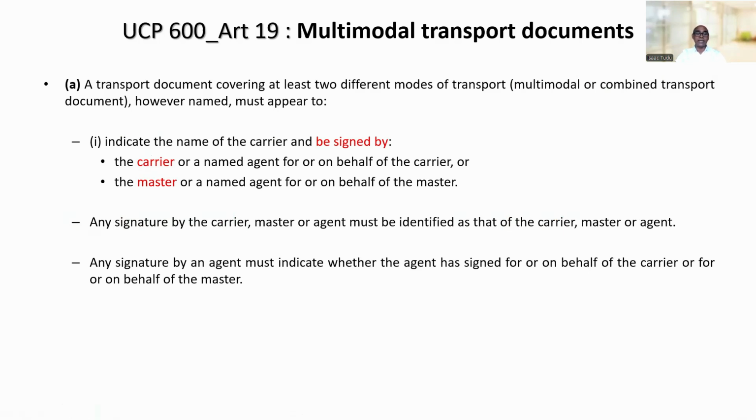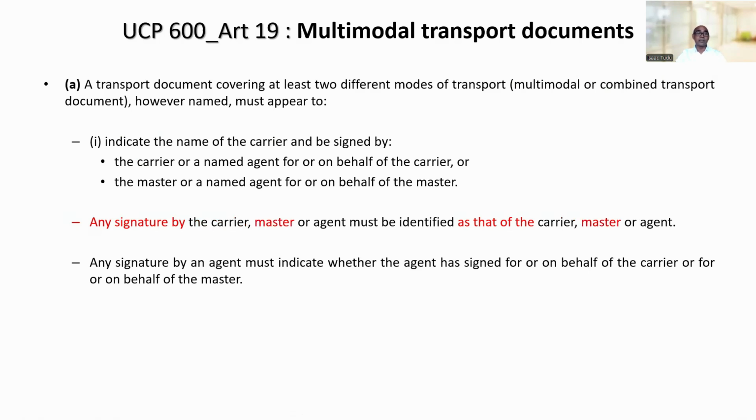And when carrier signs a multimodal transport document, carrier must be identified as the signature of the carrier. That means what? This article requires that a signature by the carrier be identified as that of the carrier, like ABC Company Limited. If it is the named carrier, then ABC Company Limited, comma, the carrier, or for ABC Company Limited as carrier, it could be signed, right?